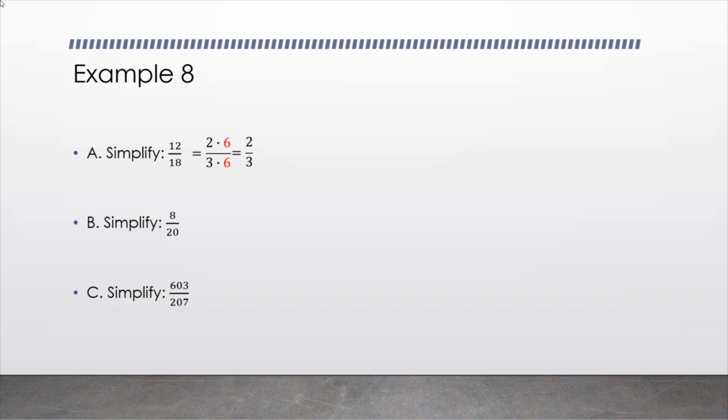If I look at 8 and 20, we're told to simplify that. 4 is what they have in common. So I can split up 8 as 4 times 2 and 20 as 4 times 5. And so those 4's would cancel, leaving me with 2/5.